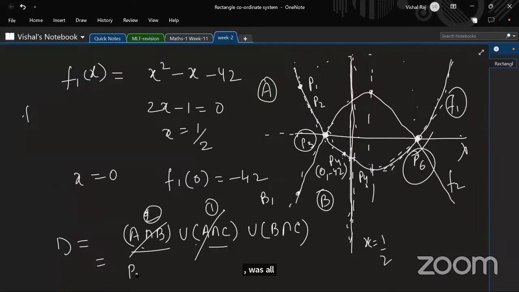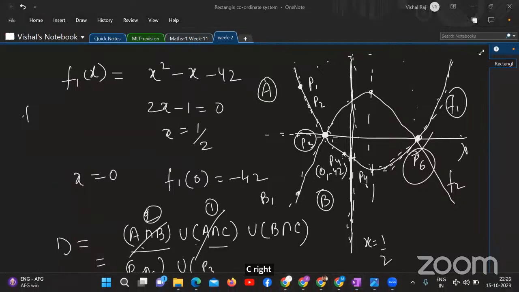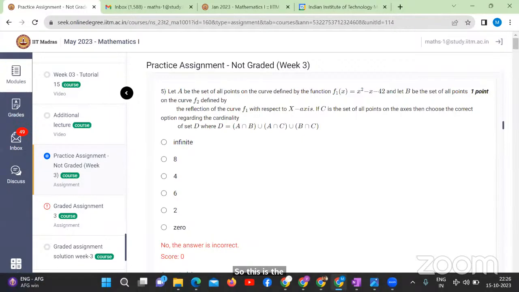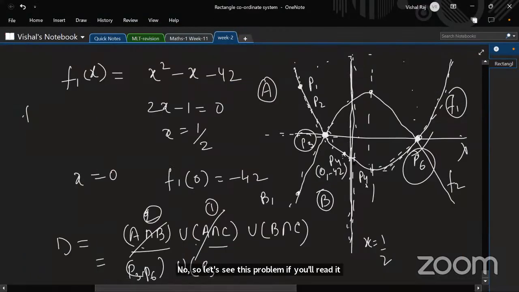So here, let's say it was P3 and let's say this is P6. Now what is union AC? P3 is also coming, right? Because this is also lying on C, right? Yes, sir. But it is lying on the x-axis. See this problem, if you read it carefully, C is the set of all the points on the axis. Both x-axis and y-axis are included. Correct. So this is P3.